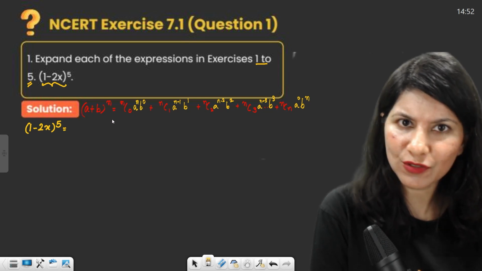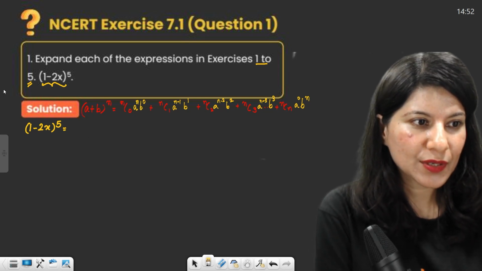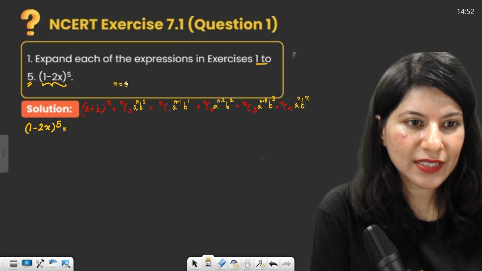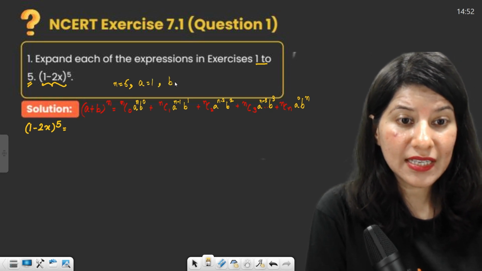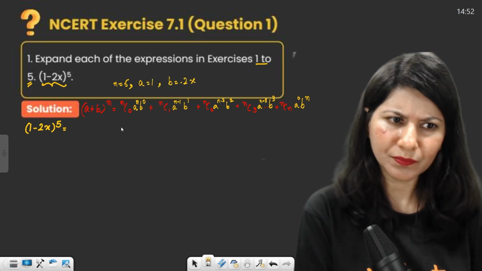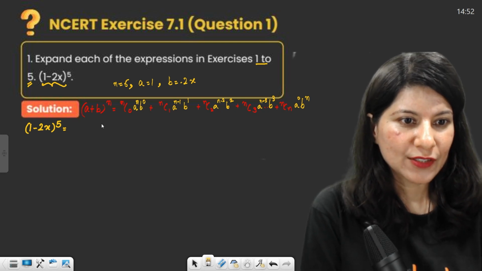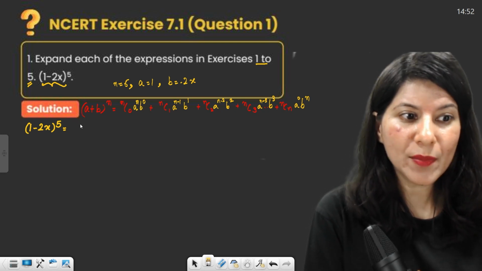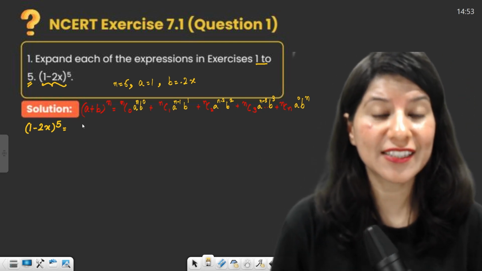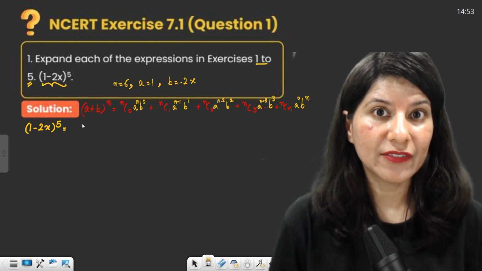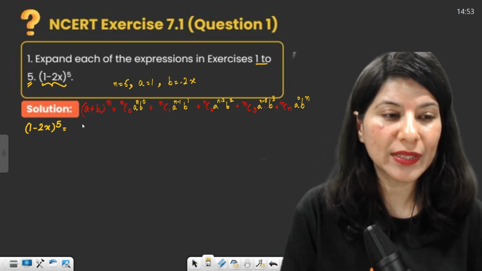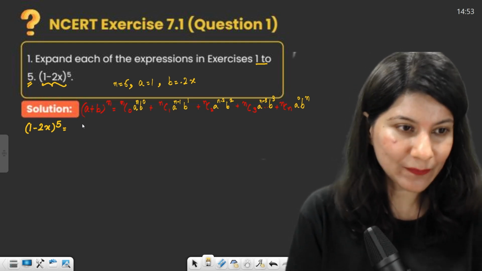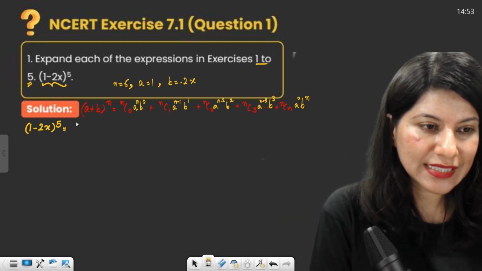Here n is 5, so just apply that formula, where a is 1 and b is minus 2x. Let's do that. First of all, let us understand how many terms there will be in the expansion of (1 minus 2x) raised to power 5. There will be 5 plus 1, that is 6 terms. So one by one, let's list down the 6 terms.